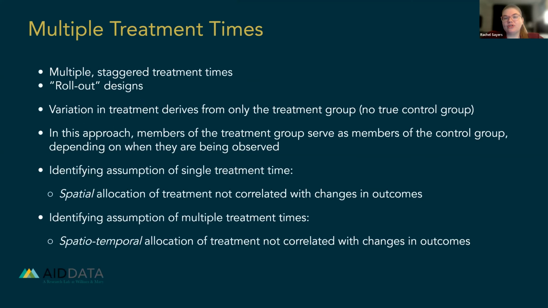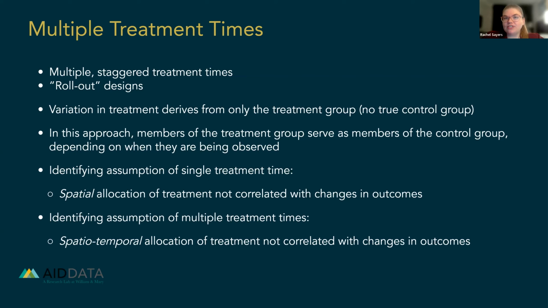So using difference in difference for a single treatment period is great, but not all interventions, of course, have only one treatment time. Lots of the time, what we run into is that our treatments actually have multiple staggered treatment times or rollout design. So in these cases, there is a generalized form of difference in difference that can be used. And variation in treatment derives from only the treatment group because there's no true control group needed in this approach. So this can also be a benefit if you don't have a pure control group that you've identified.